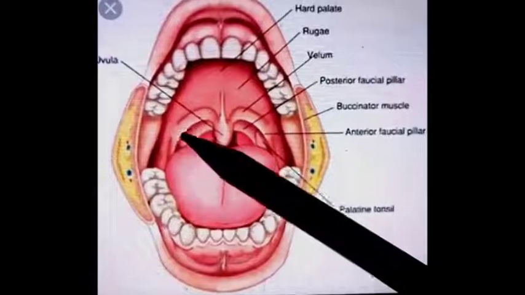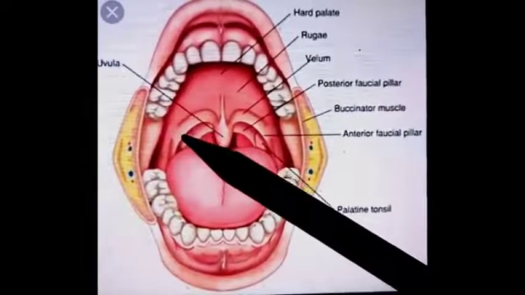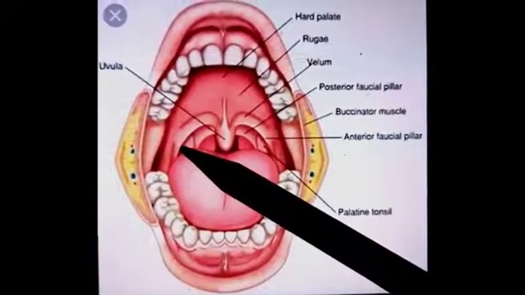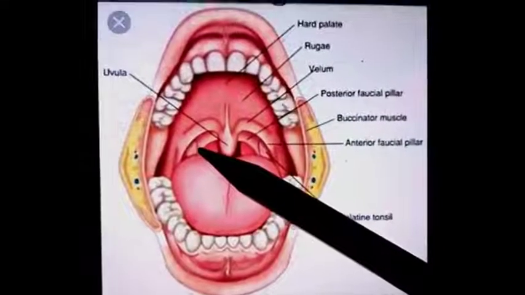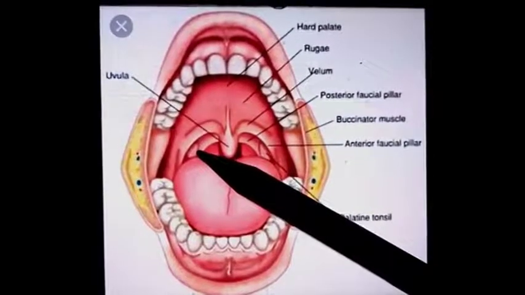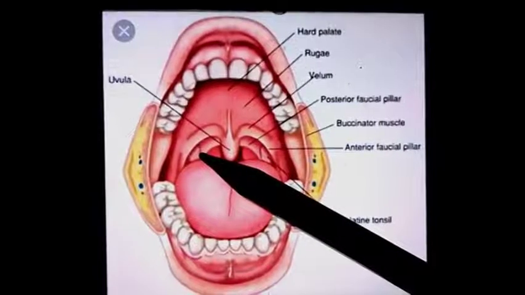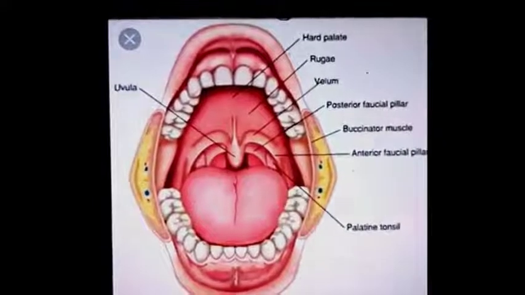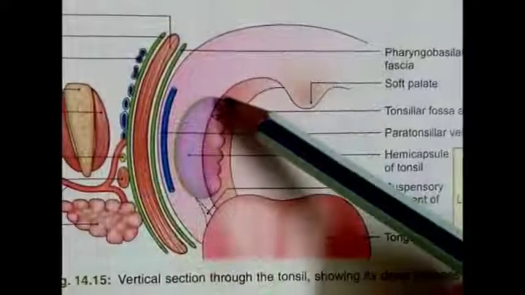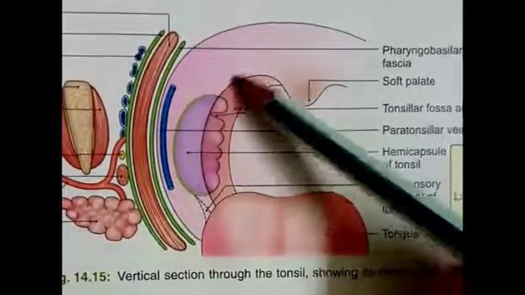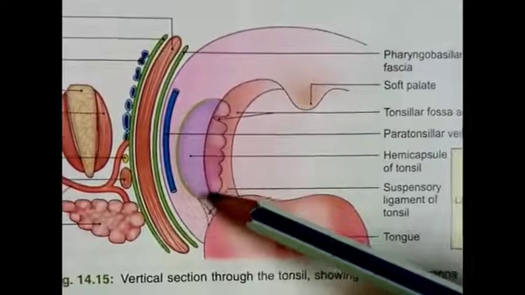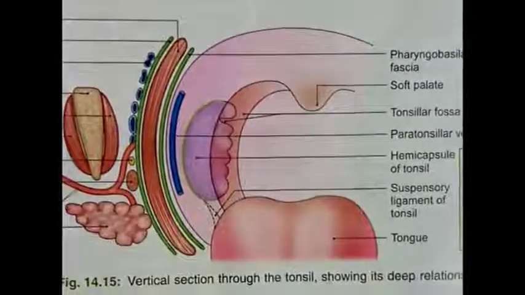Anterior border of the tonsil is related to the palatoglossal arch and the palatoglossal muscle. Posterior border is related to the palatopharyngeal arch and palatopharyngeus muscle. Upper pole is related to the soft palate and lower pole is related to the tongue.